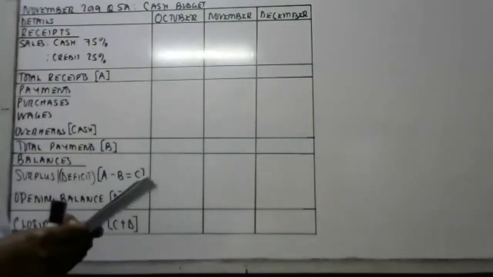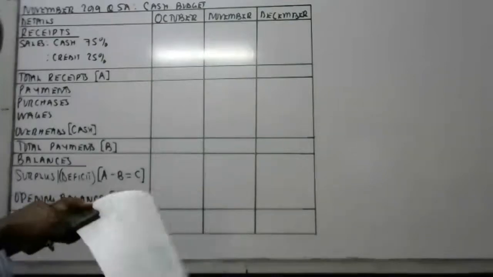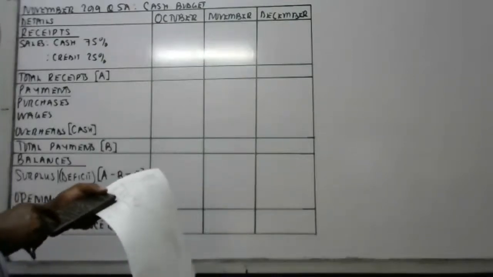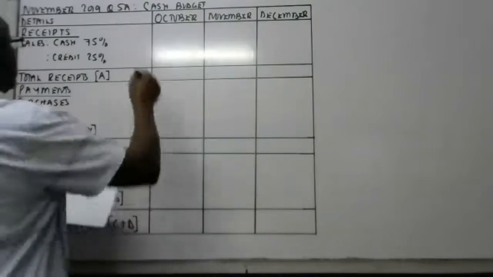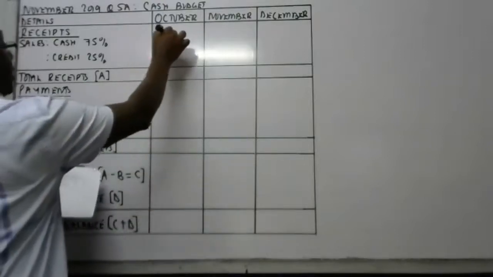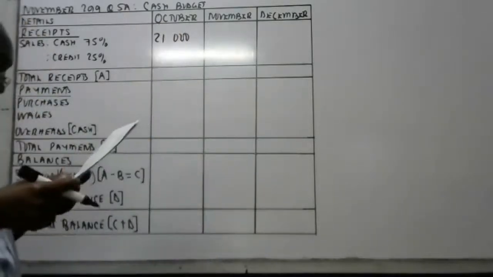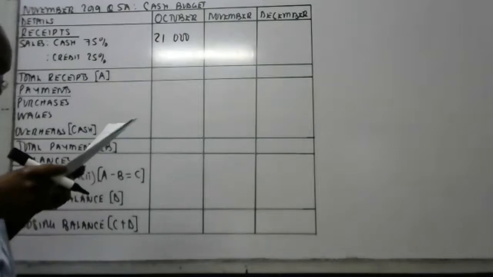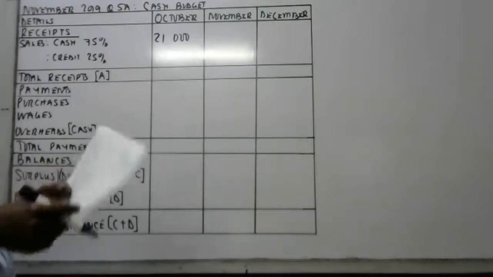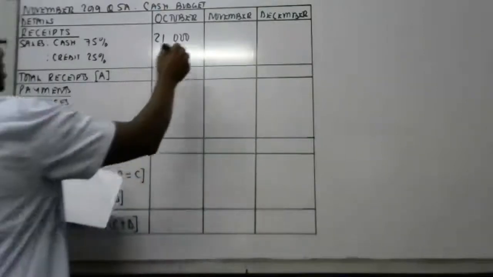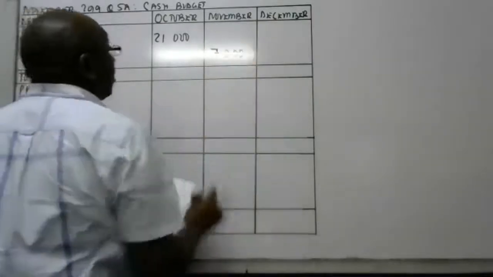For the sales in October, they were 28,000. So 75% of 28,000 is 21,000. So we put 21,000 there. The balance, we are told they settle their accounts the month after the sales. So that means the balance of 7,000 will be paid the following month.